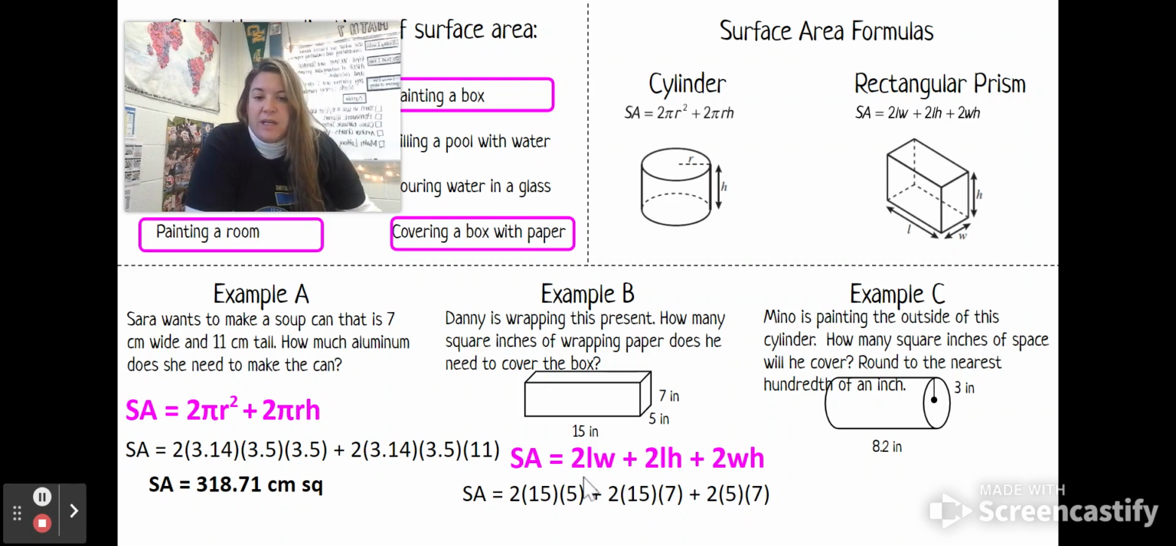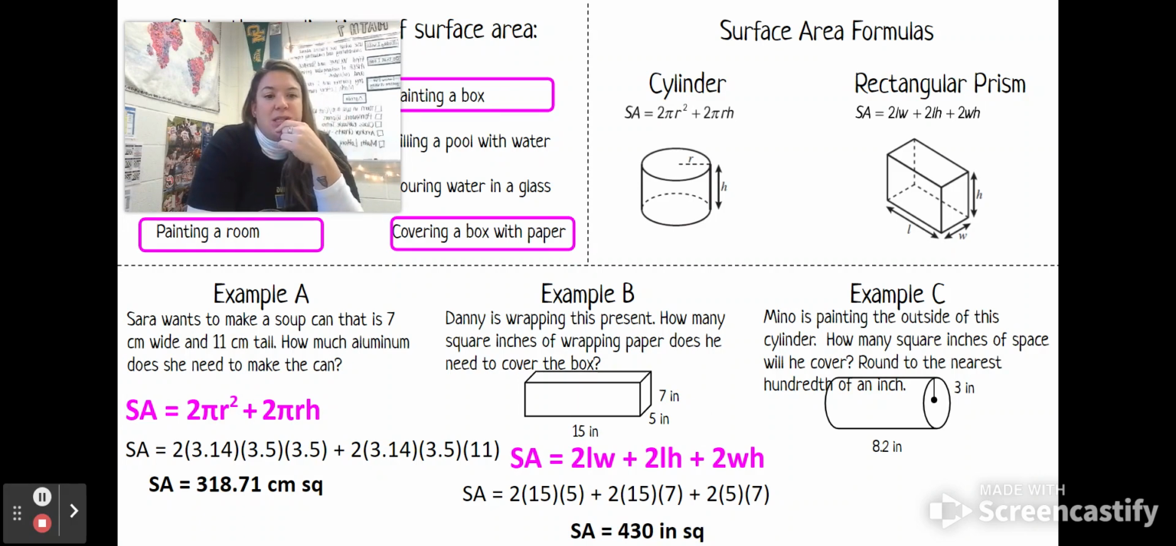So pick up your calculator, go straight across because it knows order of operations. Pause the video if you need to and then come back and check. You should have 430 square inches. All right, last one before you practice.